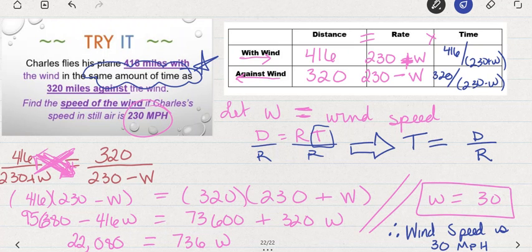Now let me give you some hints about this type of problem and how else you would use this. You might be riding in a canoe or other boat with the current and against the current. It's the same thing except we change that to current.